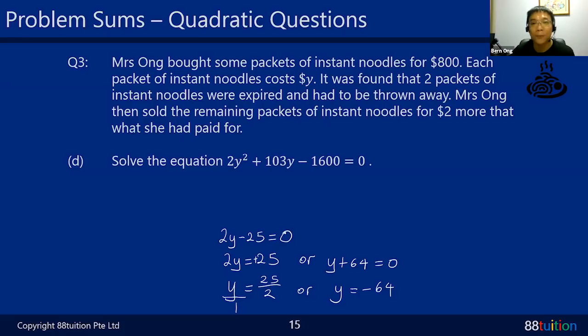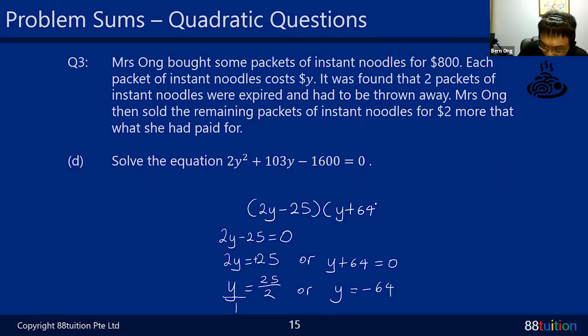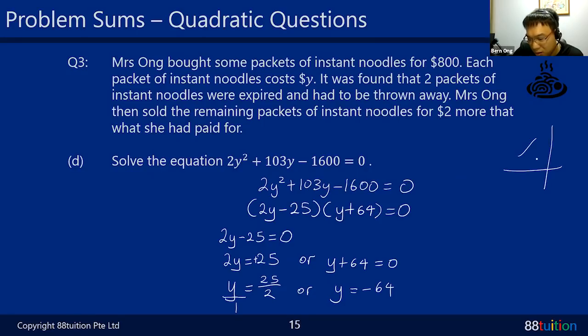Can you see? So you must have the equal to 0 portion. Then you can actually put them in brackets already. 2y minus 25 is one of the factorized forms, and the other one is y plus 64. And this whole thing is equal to 0. Then on top, you can write the question: 2y squared plus 103y. Learn to work backwards. It's faster. Then you don't have to show so many cross methods. So if you can, press your calculator for the answer and work backwards.